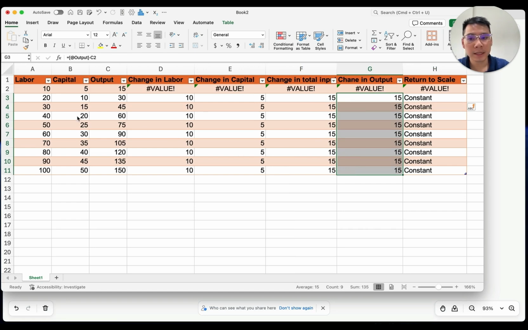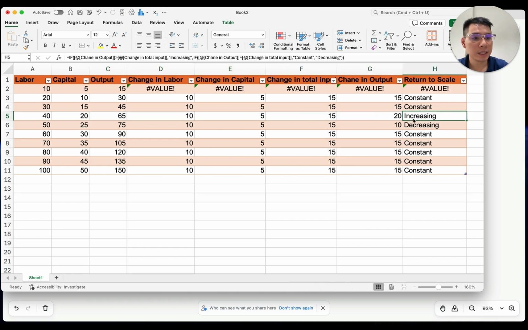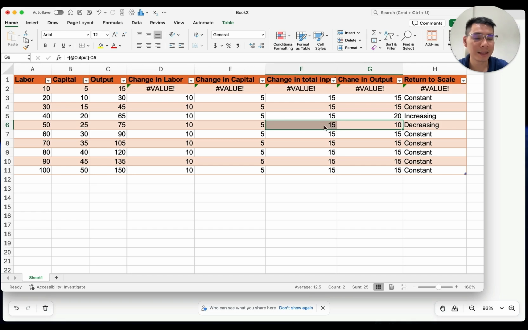Now, let's see if I change the scenario, okay, what if my change in input is like this, but I'm getting an output of 65. You can see that the evaluation changes. So in this part, I'm getting an increasing return to scale, but then it gets back to 75, which is decreasing, because what happened is my change in input stays, but the change in output is less than the input.